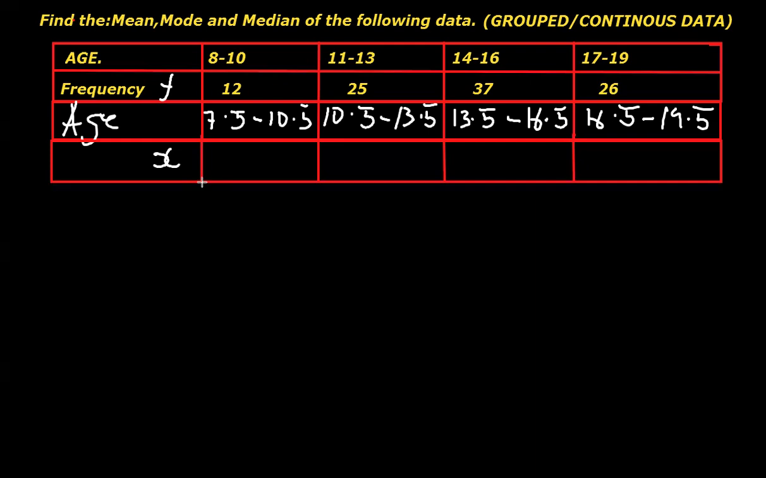Right, so I have my row ready. Now let me get my X values. How do I get my X values? This is what I do. I take the upper class boundary plus the lower class boundary, and I divide by 2. All right. So if I take 10.5 plus 7.5, that gives me 18. If I divide 18 by 2, that is going to give me 9.